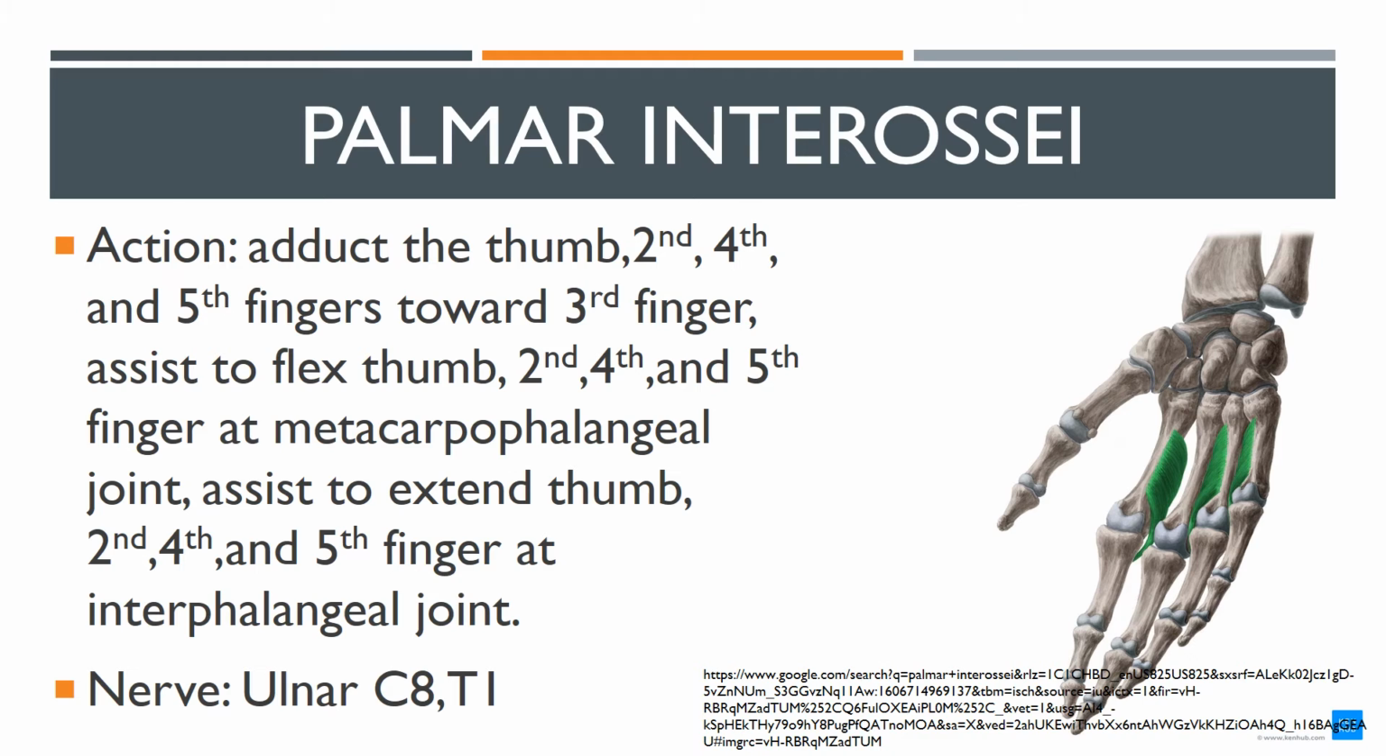Palmar interossei adduct the thumb, second, fourth, and fifth fingers towards the third finger. It also assists to flex the thumb, second, fourth, and fifth finger at the metacarpophalangeal joint and assists to extend the thumb, second, fourth, and fifth finger at the interphalangeal joint. The nerve is ulnar C8 and T1.